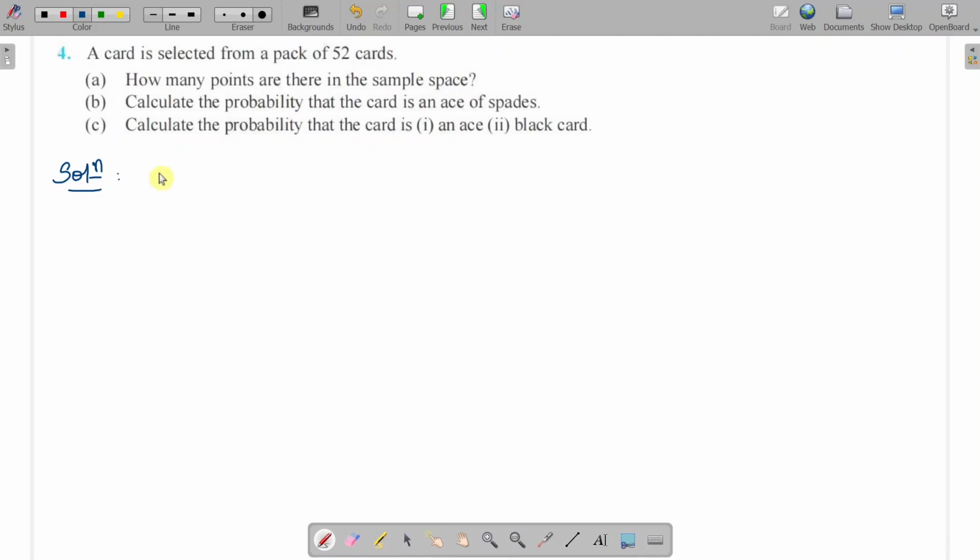Solution. So let us write the random experiment. A card is selected from a pack of 52 cards. Okay, so what is the probability of selecting a card from a pack of 52 cards? That we have to know.